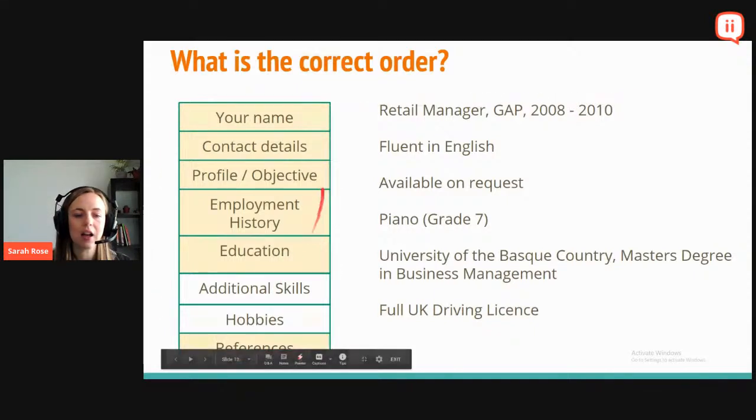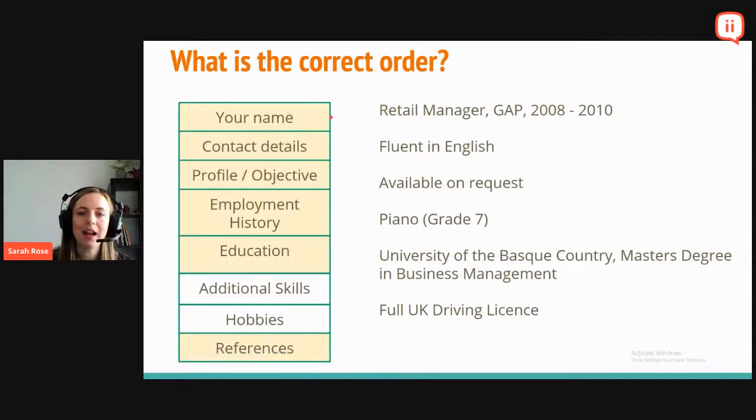Does it go under references? No. Does it go under your name? No. So this would go under employment history. This is an example of employment history. So do you know where the other sections go? I'm going to read them out so that you can hear them, and then we'll go through the answers, and then we'll start looking at the professional profile.